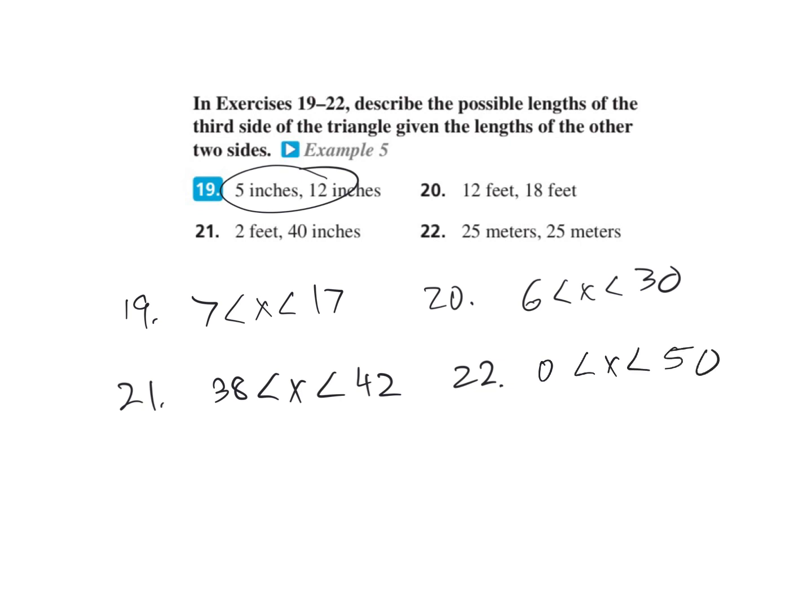Okay, does 0 make any sense? As long as it's bigger than 0, it'll work. So what you're looking at is two 25 meters that are real close together, and let's say that's just 1. Okay, so it does work, but it has to be less than 50.